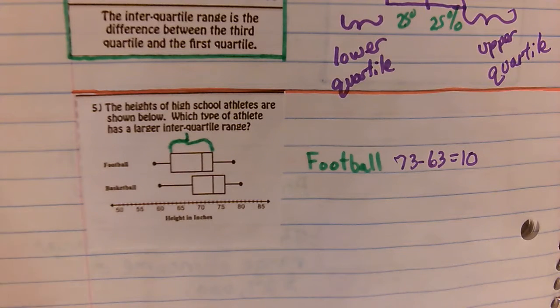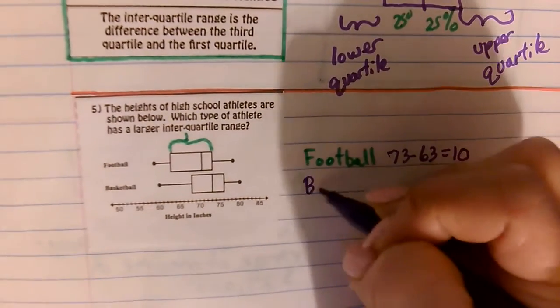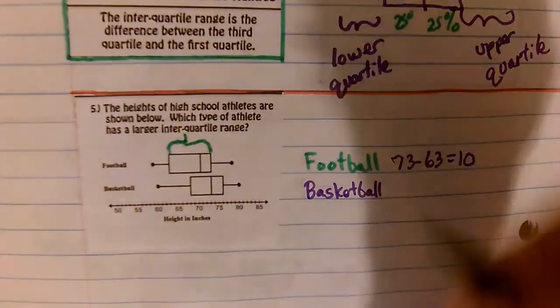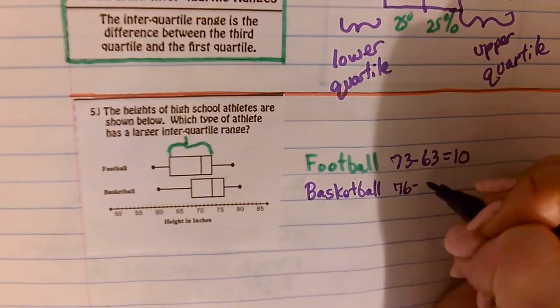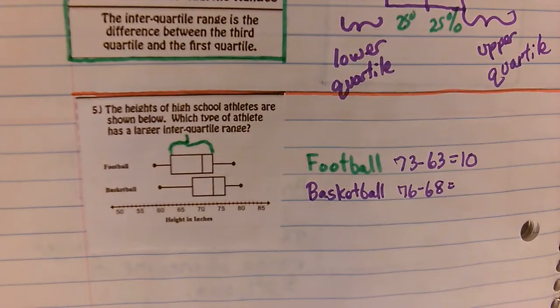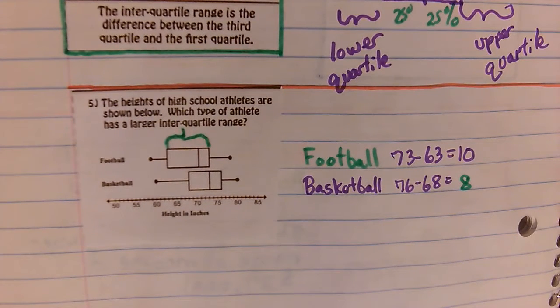Let's look at the next one. And by the way, this is in inches if you haven't looked at the bottom. So for basketball, you have 76 minus 68. And when you subtract those, you get 8. So when we compare these, which type of athlete has a larger interquartile range? Well, that means that the spread of taller and shorter persons on the team is football, because it has a 10-inch spread versus the 8-inch spread in highest and lowest heights.